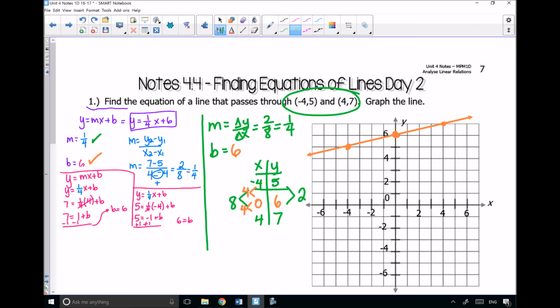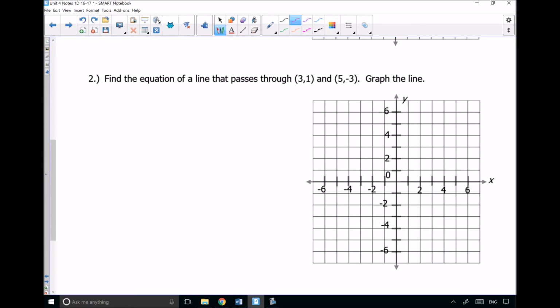And I can also see that it went up 1 and it went to the right 4. So my slope is 1/4. Or I can see it as it going up 2 and to the right 8. So I would get 2 over 8, which reduces to 1/4. So we have a bunch of different methods to be able to find the equation of this line. All right, let's get to practice with number 2.